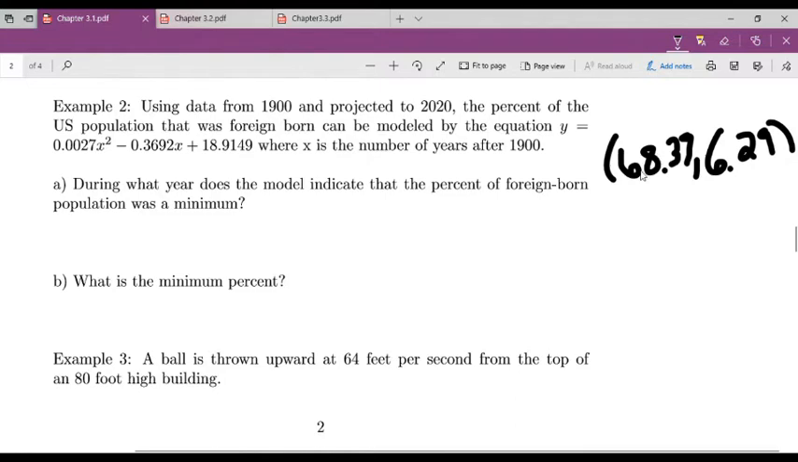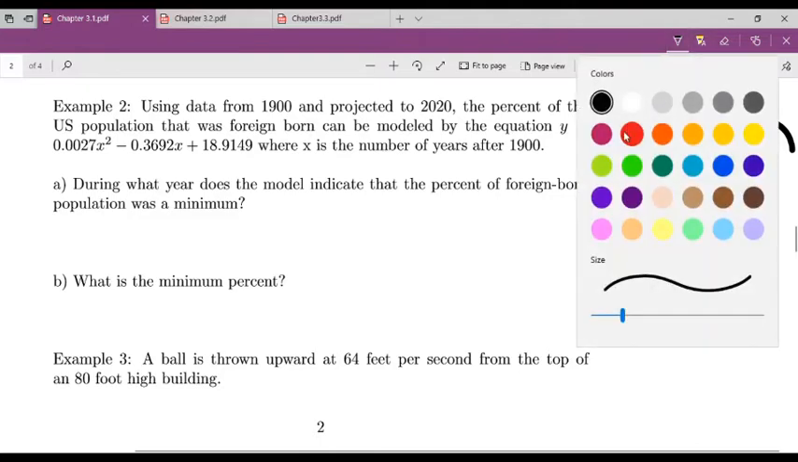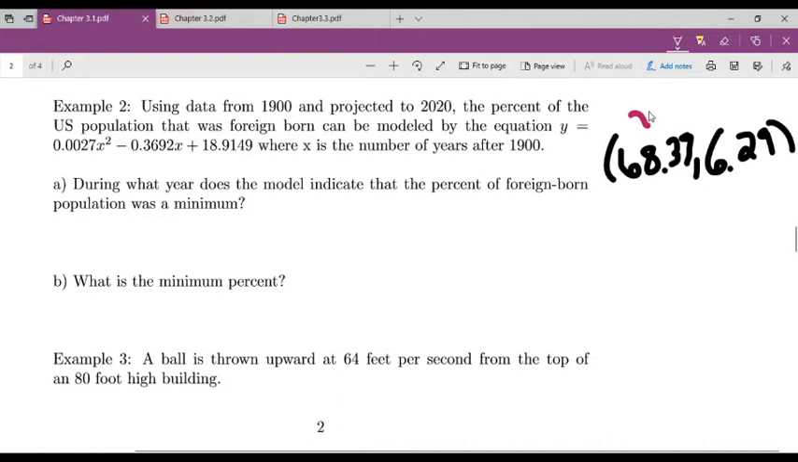So that minimum point we found was (68.37, 6.29). This is your x value, that's your y value, and that's important in solving this problem. A wants to know during what year the model indicates the percent of foreign-born population was a minimum. X is the number of years after 1900. So the part we're looking at is this 68.37. If we take it just as we rounded it, the answer isn't 68.37, it's 1900 plus 68.37.